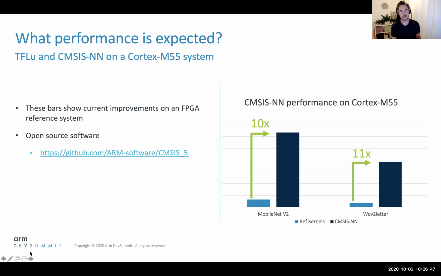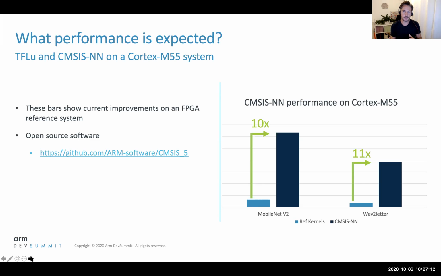Now, the performance uplift depends on a lot of factors. You can have a different compiler optimization level. You can have different memory access latency and whether you have a cache or not. So these are ballpark numbers, but it gives you an idea of what you will get by using CMSIS-NN.